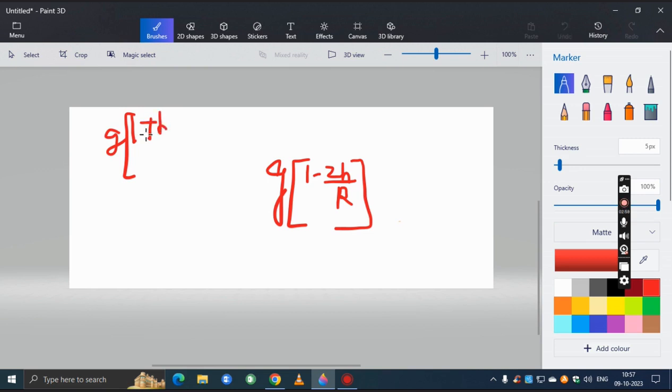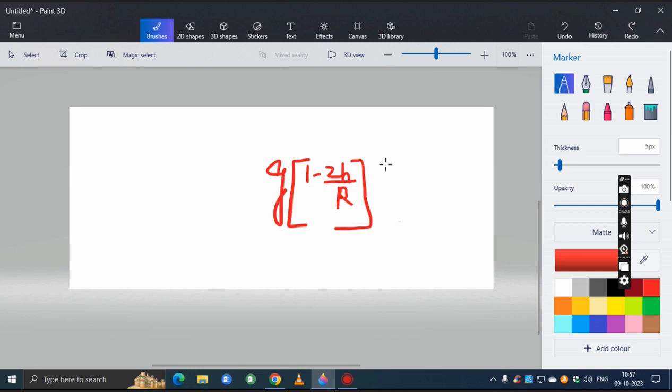You just can't do the binomial approximation there. You're going to have to use this formula. This formula is always valid, but this approximation has a limitation. As h becomes greater and greater, this approximation is going to get more and more worse.